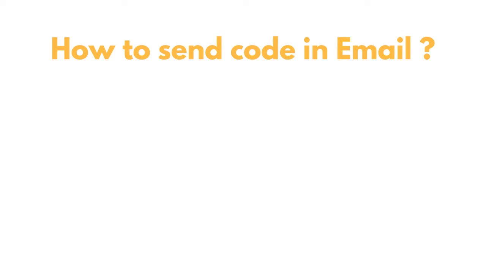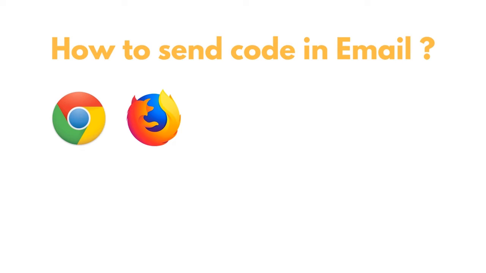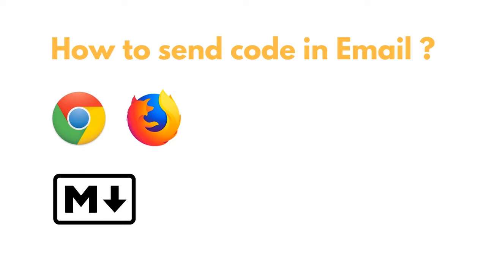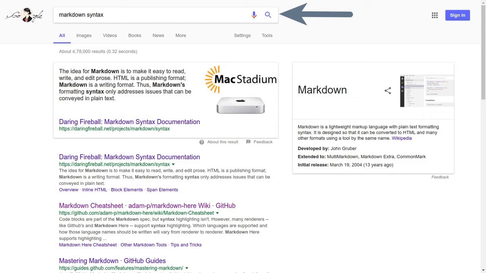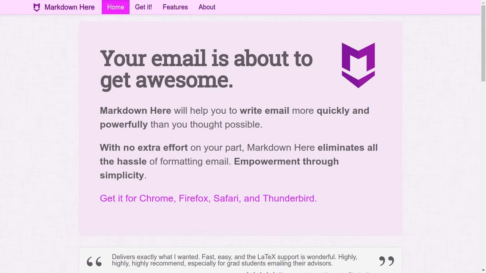You will require only two things: a popular browser like Chrome or Firefox, and a little knowledge of a markup language called Markdown. Markdown has plain text formatting syntax which can be converted to HTML. But don't worry, if you don't know Markdown, just Google Markdown syntax and you will get tons of resources. Here we are using a simple browser extension in the case of Chrome, or an add-on in Firefox, called Markdown Here, which is developed by Adam Pritchard.